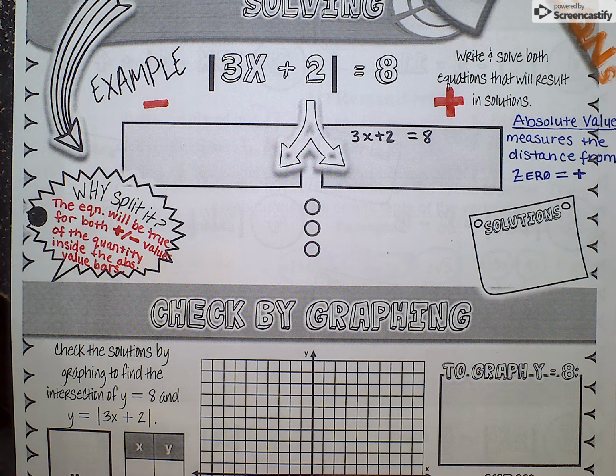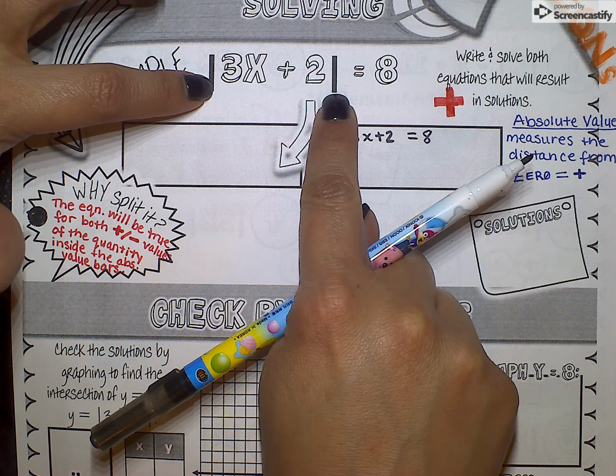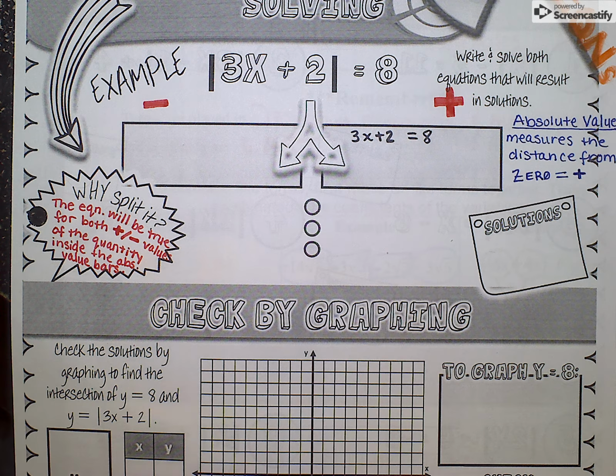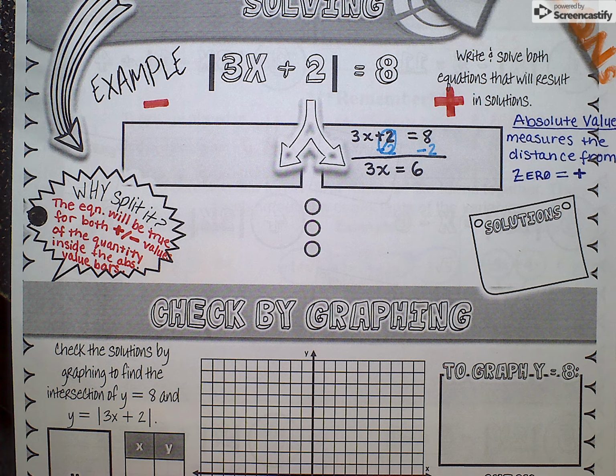Now, the positive version, you literally write whatever you had, just drop those absolute value bars. So I have 3x plus 2 is equal to 8. That one's really easy to solve. We would first remove the constant of 2 by using the inverse operation and subtracting 2 to eliminate it from the left side, leaving us with 3x is equal to 6.